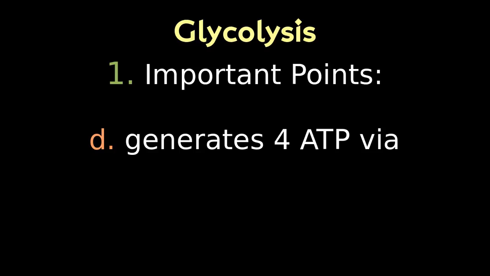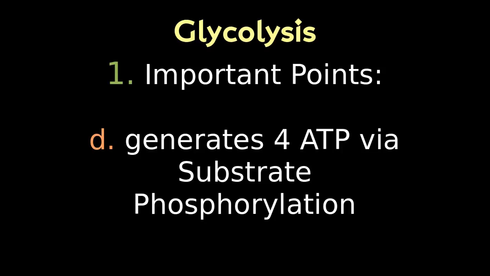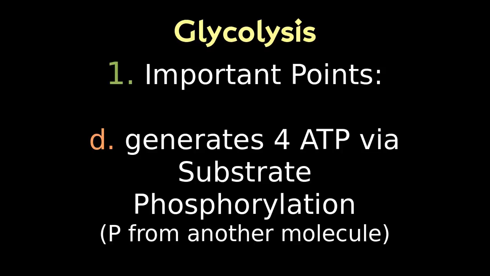Another important point here is that glycolysis is going to generate 4 ATP. That's kind of nice that it generates more ATP than it uses. But we'll generate 4 ATP during that process. And we're doing this through something that's called substrate-level phosphorylation. So instead of actually using just the phosphates, we're actually pulling the phosphates off of some other substrate and sticking them on ATP. I'll show you what we're talking about here. So we're actually pulling that phosphate from another molecule.